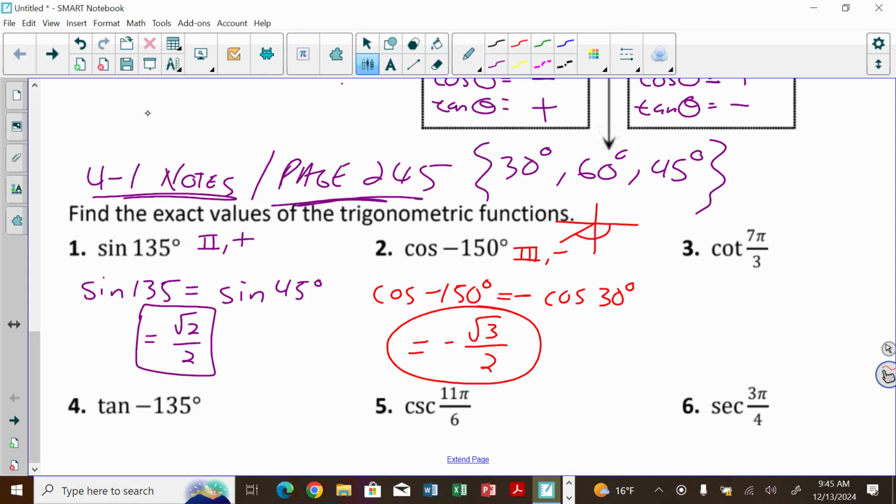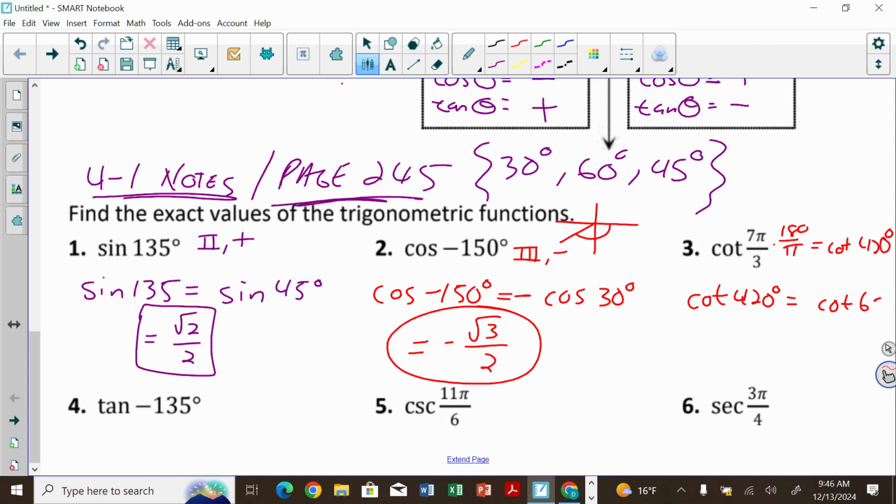Okay, so we have cotangent of 7 pi over 3. Well, this is tricky, so I don't really want to mess with radians. I'm going to multiply it by 180 over pi and put this into degrees. So that's going to equal the cotangent of 420 degrees. I still want to find a reference angle here for 420, so that's going to equal 60. Cotangent of 60 degrees.